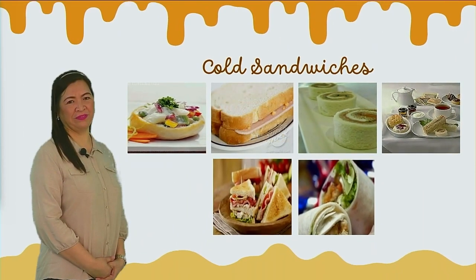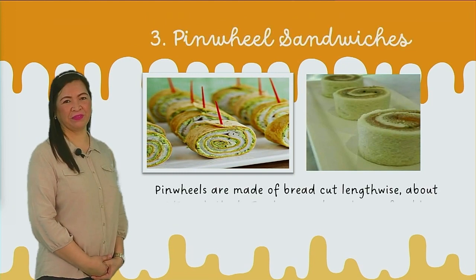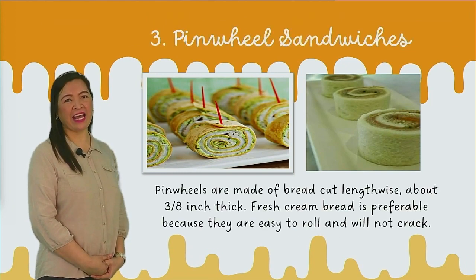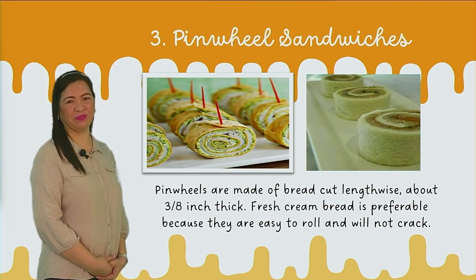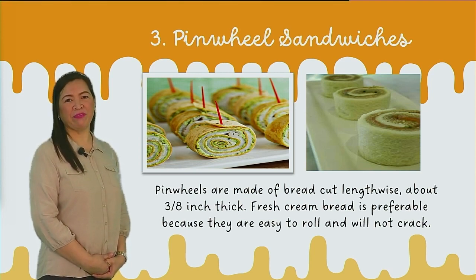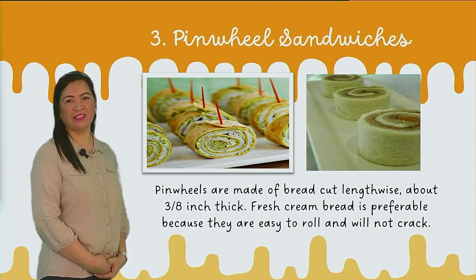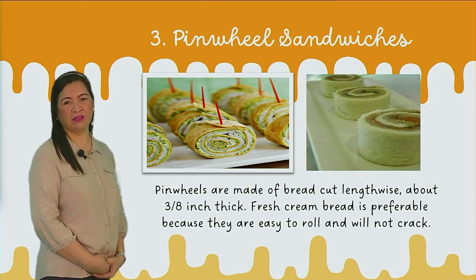We have also pinwheel sandwiches. Pinwheels are made of bread cut lengthwise, about 3/8 inch thick. Fresh cream bread is preferable because it is easy to roll and will not crack. Cut off the crust and flatten long slices with a rolling pin. Spread bread with softened butter or margarine and your choice of any smooth filling, like cream cheese, marmalades, cheese pimiento, peanut butter, chunks, and jellies. Smooth filling is ideal for pinwheel sandwiches because they do not have bulk and can be spread thinly. Roll up bread like a jelly roll.